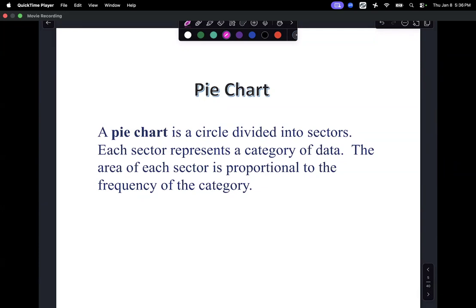So a pie chart is a circle that's divided into sectors. Every sector represents a category of data, and it's proportional to the frequency of that category. So if 50% of the people fall in that category, then you will see half of a circle, the semicircle, shaded for that. So let's take a look.